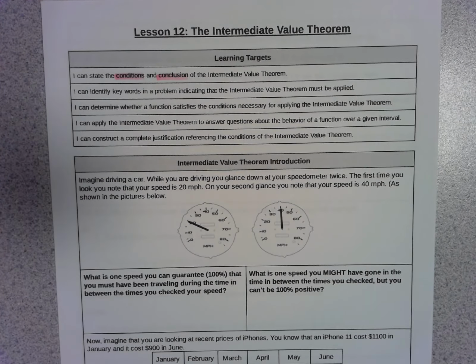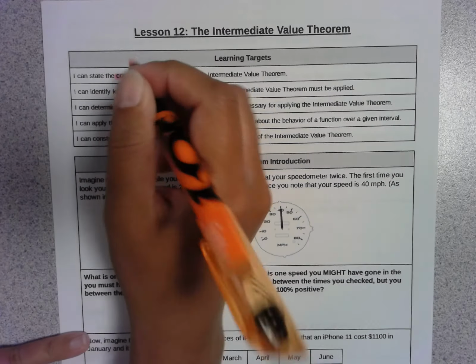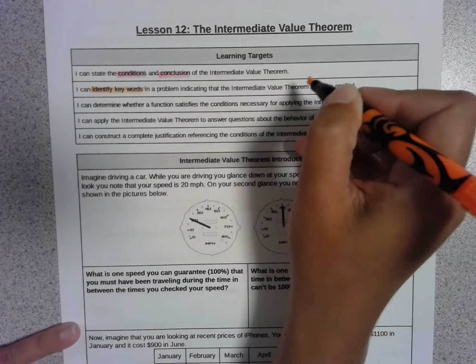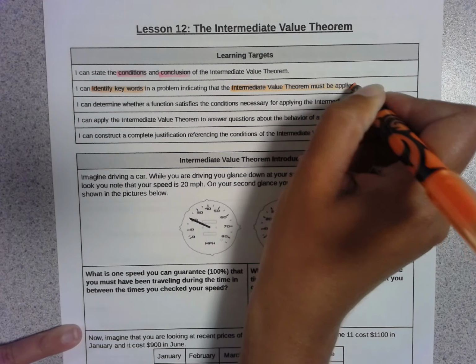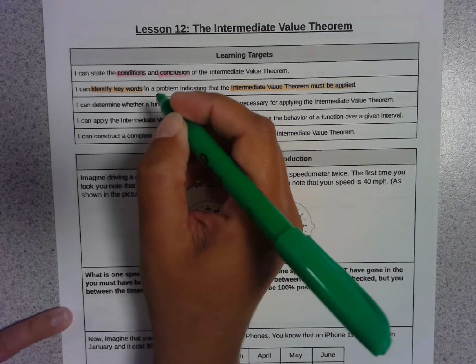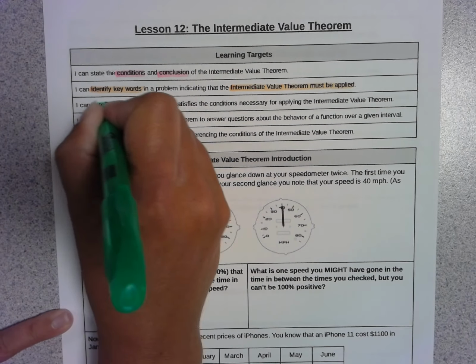We need to be able to identify key words in a problem that indicate the intermediate value theorem must be applied. So we're going to be looking at how can we tell that we need to use the intermediate value theorem when we look at a question. We also have I can determine whether a function satisfies the conditions that are necessary for applying the intermediate value theorem. So once we know what the conditions are, do we know if a function satisfies those conditions?